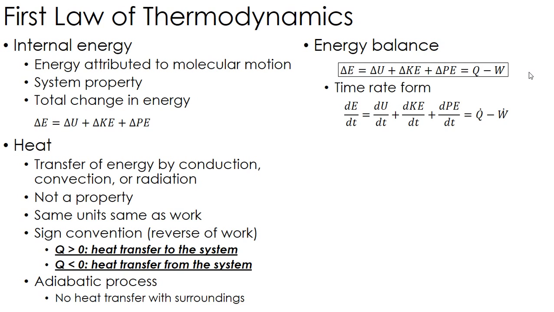We also have a time rate form. It's basically just the time derivative. So dE/dt, as shown there, is just Q dot minus W dot, where Q dot is dQ/dt and W dot is dW/dt. But this is our first law of thermodynamics. In effect, the change in energy is heat in minus work out.